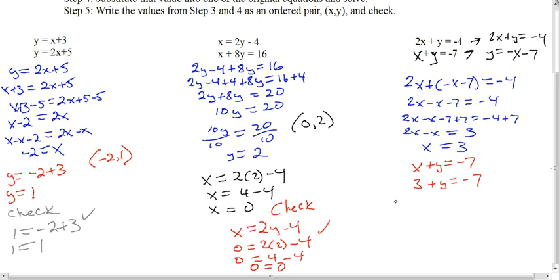Subtract 3 from both sides. Negative 3 plus 3 plus y is equal to negative 7 minus 3. Okay, your 3s cancel, and that's going to give us y is equal to negative 7 minus 3, which is negative 10. And the signs are negative, so it stays negative. y is equal to negative 10. So again, my ordered pair is (3, negative 10).